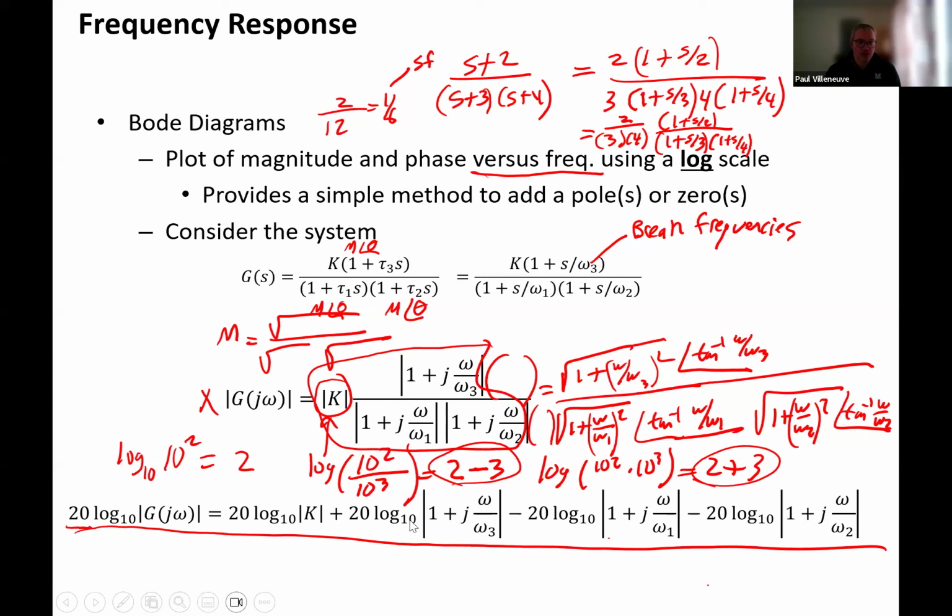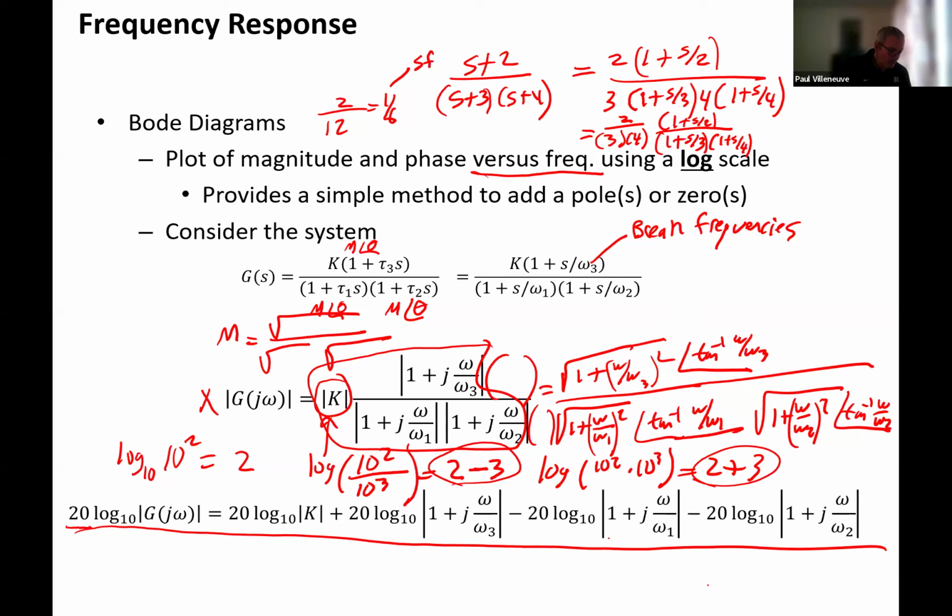And then these other ones I can approximate based on their break frequencies as contributing or subtracting gain from my circuit based on where I am. So what I'll say is this one is only going to contribute positive gain if my frequency is at least omega sub 3 or greater. This one is only going to subtract gain when the frequency is at omega sub 1 or greater. And similarly with the last one, it goes ahead and does that.